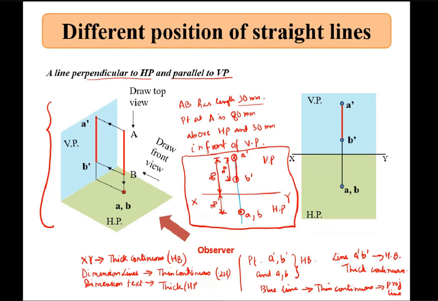It is perpendicular. So the question is also the same: A straight line is perpendicular to HP and parallel to VP. The straight line AB has length 30 mm. Point A is 80 mm above HP and 30 mm in front of VP. So obviously, if the line is perpendicular, B dash will lie in the same line, either above A dash or below A dash. Right? Yes, sir. Have you understood now? Yes, clear, sir.